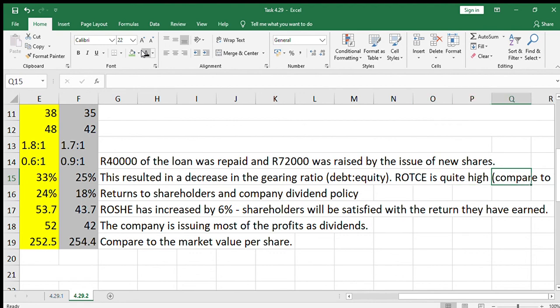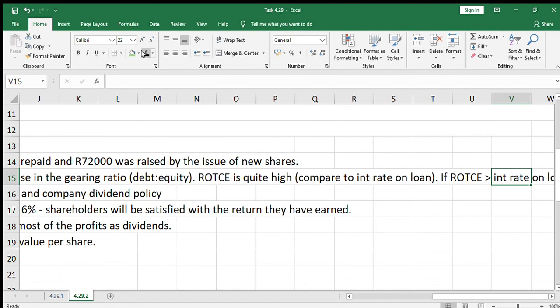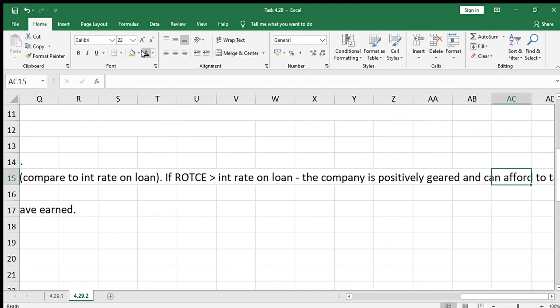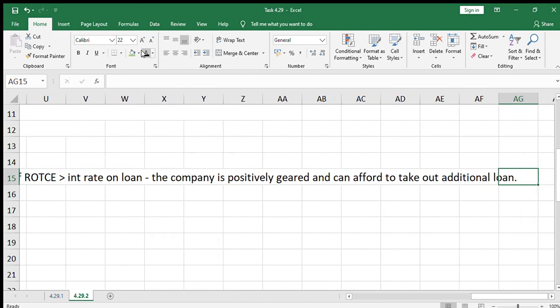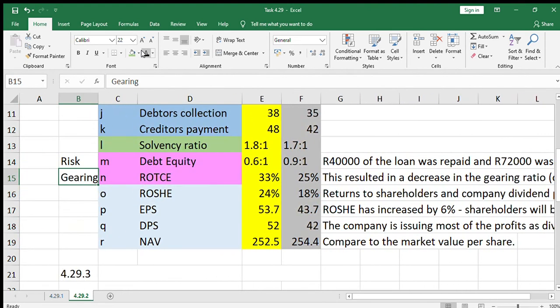The return on total capital employed is quite high, and we need to compare it to the interest rate on loan. If the return of the capital employed is greater than the interest rate on loan, the company is positively geared and can afford to take out additional loans. Now, if you look at our return on total capital employed, it is quite high. It's probably higher than any interest rates on any loans that the company may have. So the company is positively geared and not at a high risk.